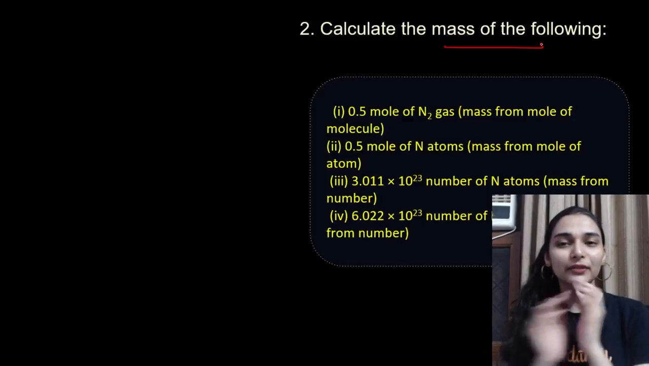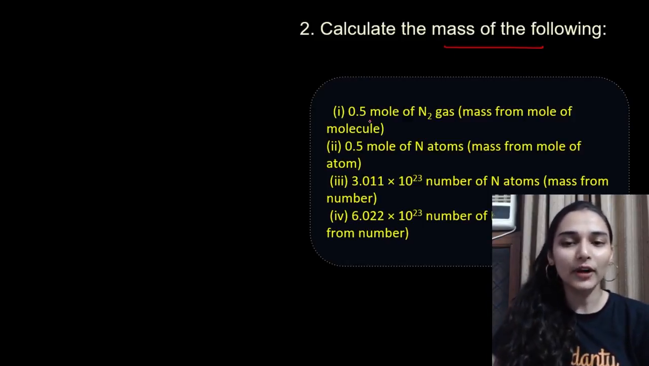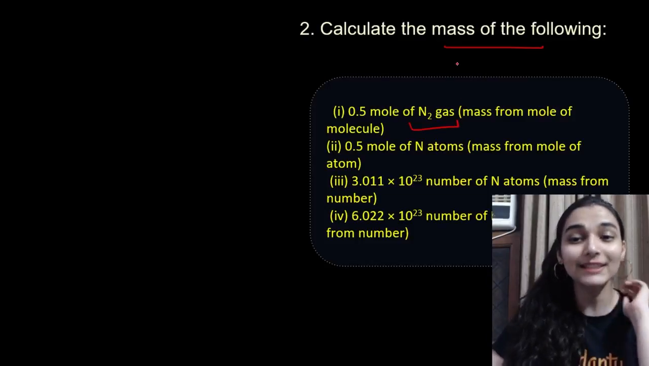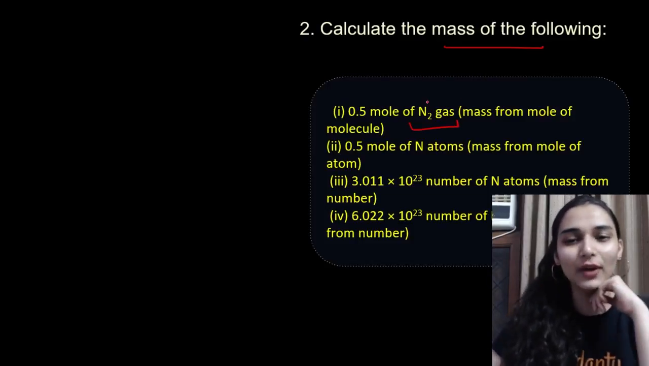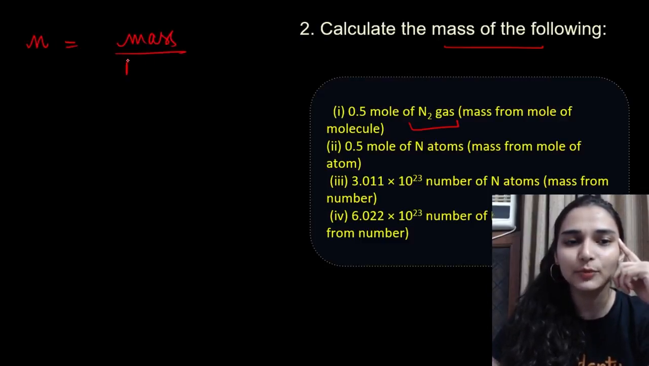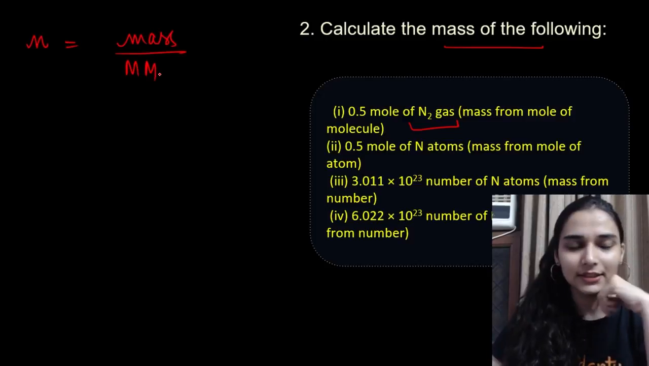Calculate the mass of the following. First is saying 0.5 mole of the nitrogen gas. अब मोल से मास में जाना है. ओके, सो अगेन you have the same formula. ये यूज कर लो, number of moles, mass divided by its molar mass. ठीक है, या फिर ग्राम एटॉमिक मास, ग्राम मॉलिक्यूलर मास.